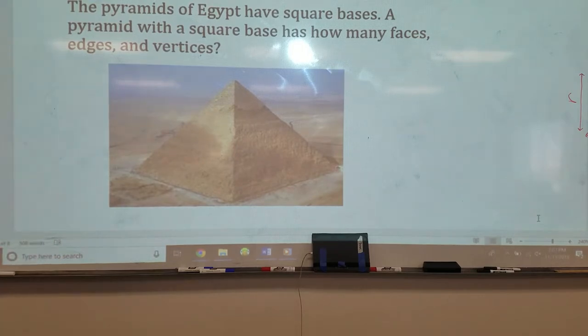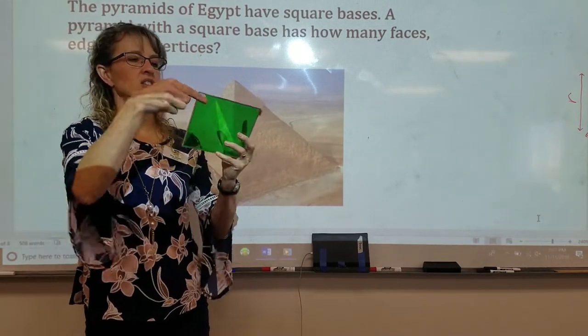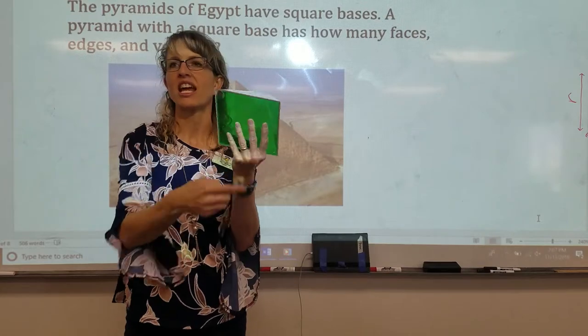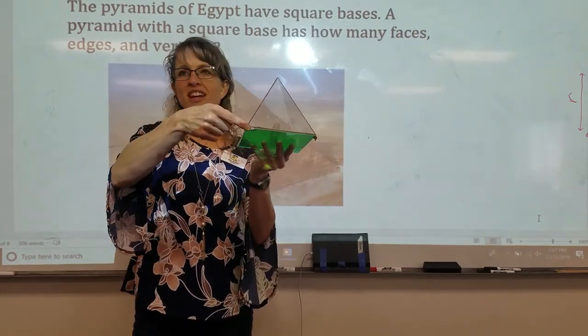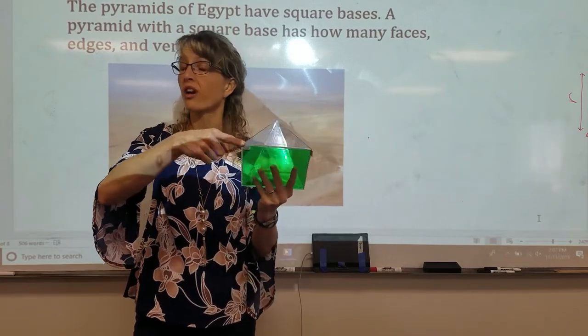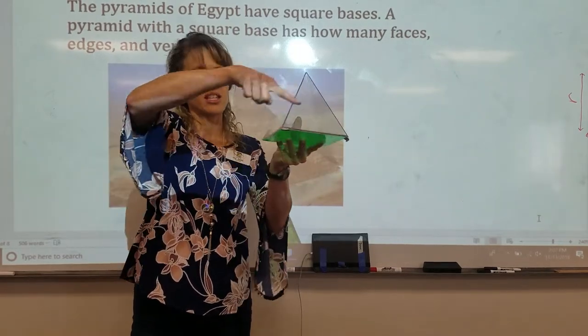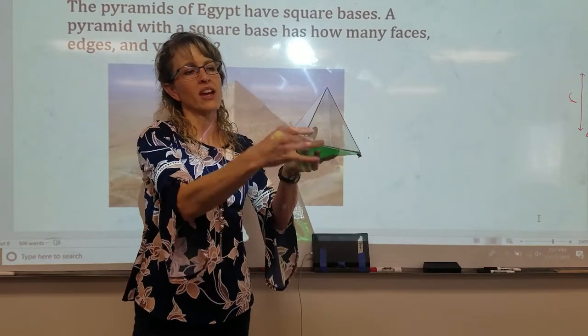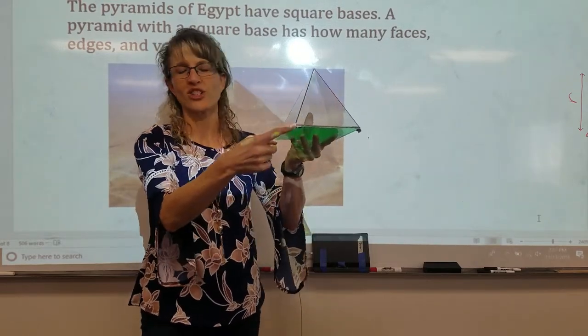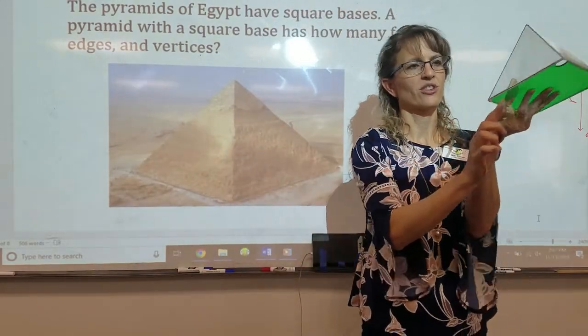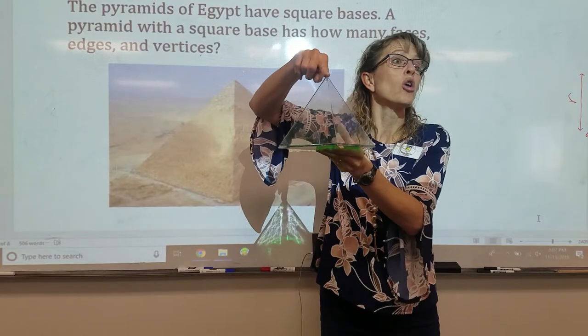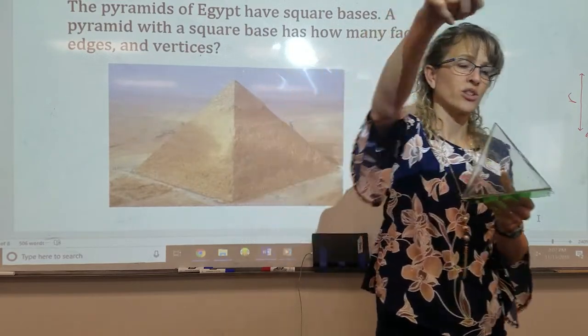So I've got an edge, but also I have an edge. Again, an edge is where two faces meet. Next, I have a vertex. A vertex is where two or more edges meet. So this edge and this edge and this edge all gather to this point. It's called a vertex. Still a vertex, even though it's also the apex. Still a vertex. Question, Avery.